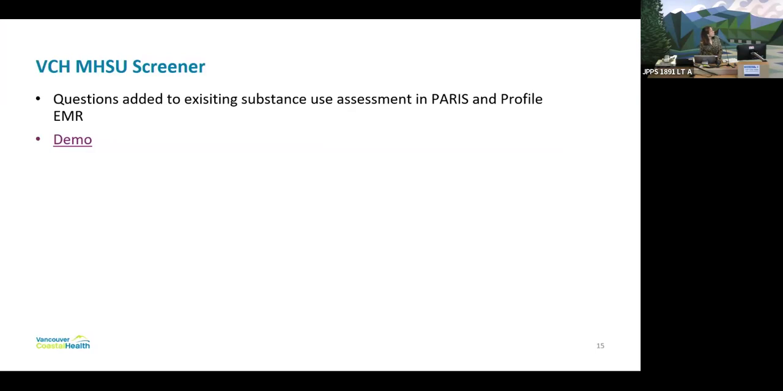So as mentioned, what the regional MHSU program decided to do was to create their VCH MHSU screener. They've added questions to an existing substance use assessment that's found in Paris and Profile EMR, which is a minimum reporting requirement. These are data points that the health authority reports to the ministry. I'm just going to do a demonstration of that.